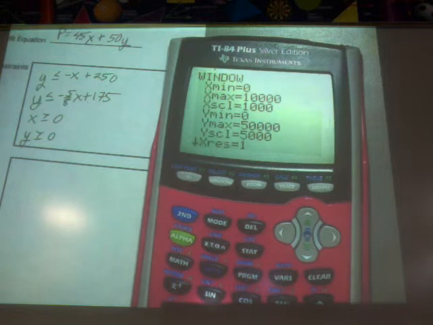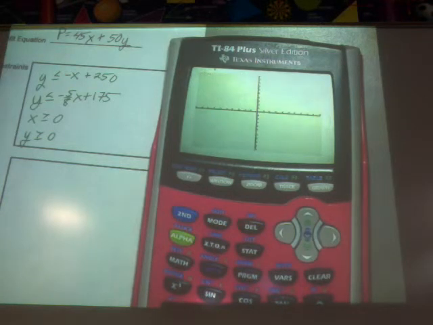All right, let's look at our window here. Let's set it to a normal viewing window, because this is what we use for that problem out of the book: -10, 10, 1, -10, 10, 1. That's our standard viewing window. Look what happens. See it going off here to the side? And nothing. Did I do something wrong? We just can't see it.